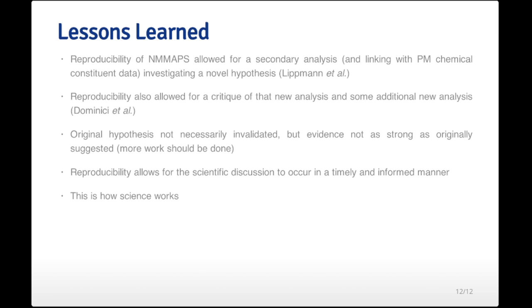The reproducibility of the study, of course, allowed critique of this new analysis and brought to the table additional new analysis that was published by Domenici et al. And so one of the lessons that we learned from this paper, of course, is that the original hypothesis that nickel is harmful was not really invalidated, but merely that the evidence that was originally presented was perhaps not as strong as originally suggested, and that more work needs to be done to investigate this hypothesis.